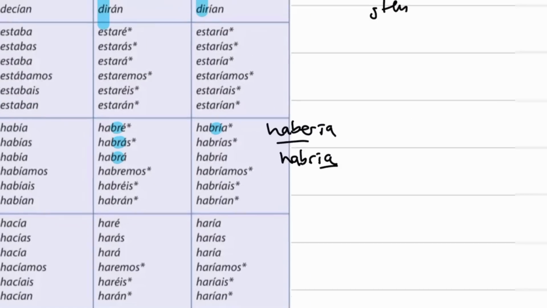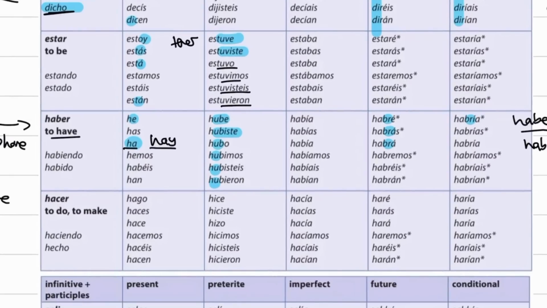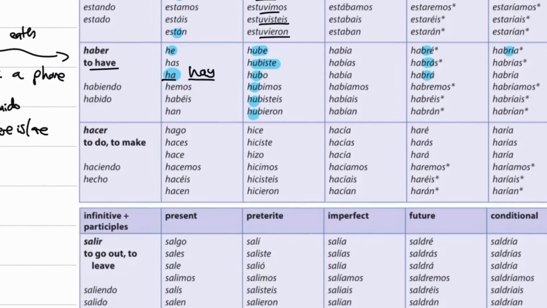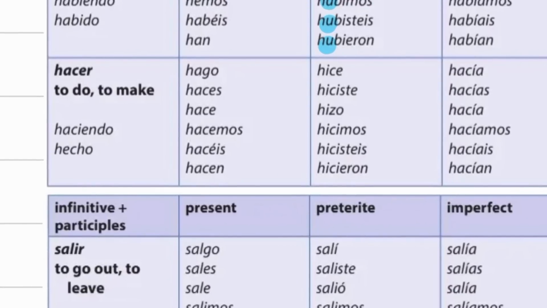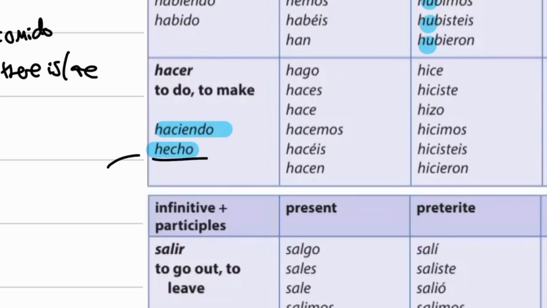So HABR is the new stem for the future and conditional, and it's the same across all of these. Okay, hacer, pretty good verb. So to do or to make, it means both things. Haciendo is perfectly fine. Hecho is another irregular here, just like dicho we said earlier on. This is irregular. Just need to learn this one.